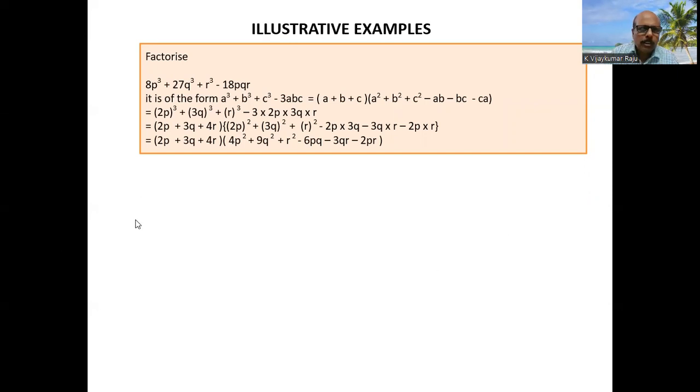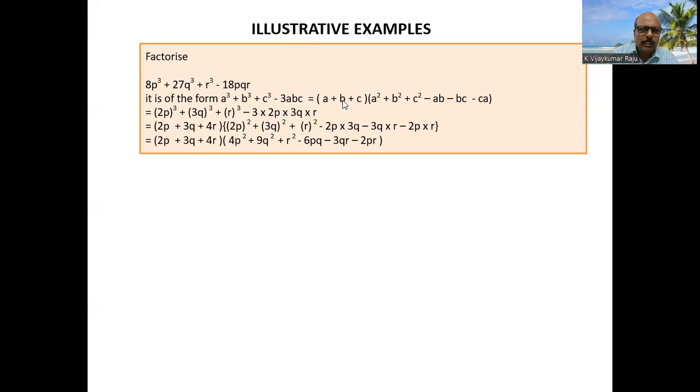3abc is what? 3 into the first term 2p, second term 3q, third term r. So 3 into 2p into 3q into r. Now let us see: 3 2s are 6, 6 3s are 18, 18pqr. It works out very correctly.